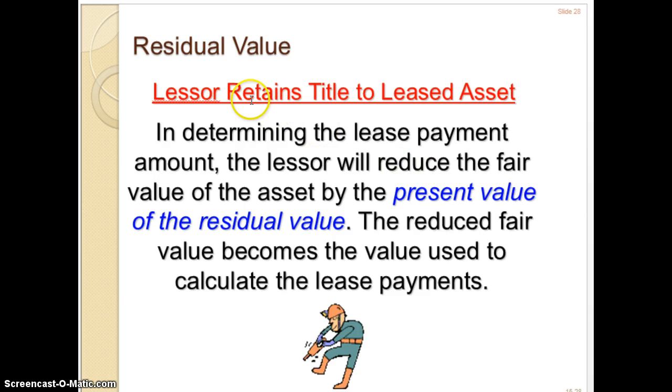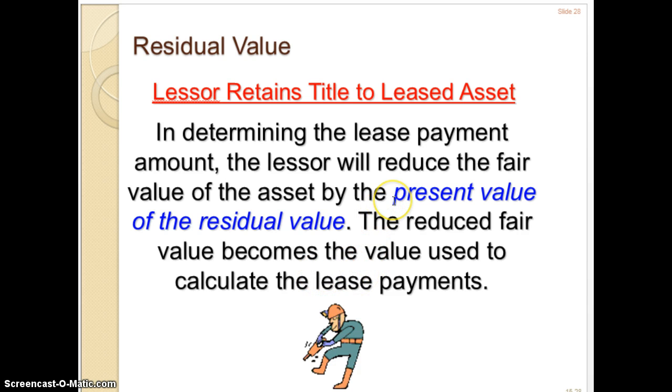If the lessor, though, retains title to the leased asset, okay, so the lessor is going to get it back, right? So this really falls into the third and fourth criteria there. What the lessor is going to do is reduce the fair value of the asset by the present value of the residual value. I know it's a little bit confusing. So the idea is that the reduced fair value becomes the value used to calculate the lease payments.